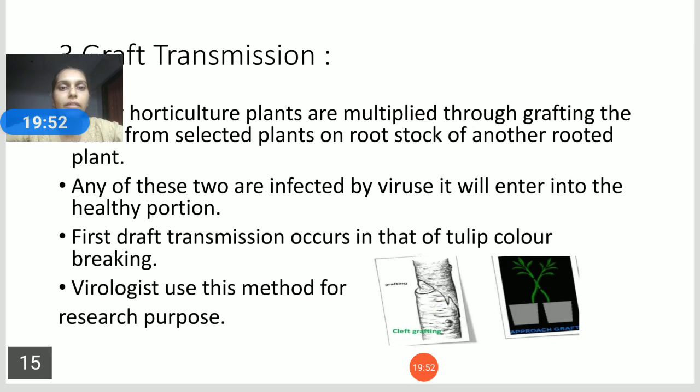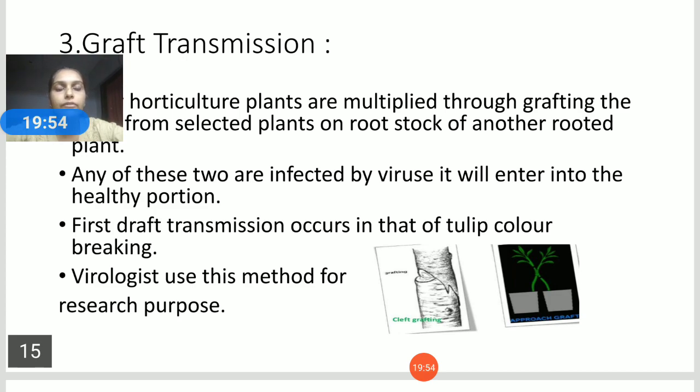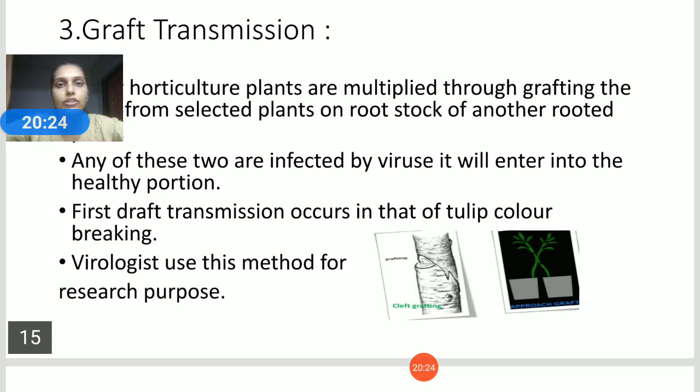Virologists use this method for research purposes. First, grafting means any two plants are attached with a graft, and the virus is transmitted from the diseased plant to the healthy plant. Graft transmission occurs in tulip color breaking, that is, in tulip plants. Virologists use this method for research purposes.